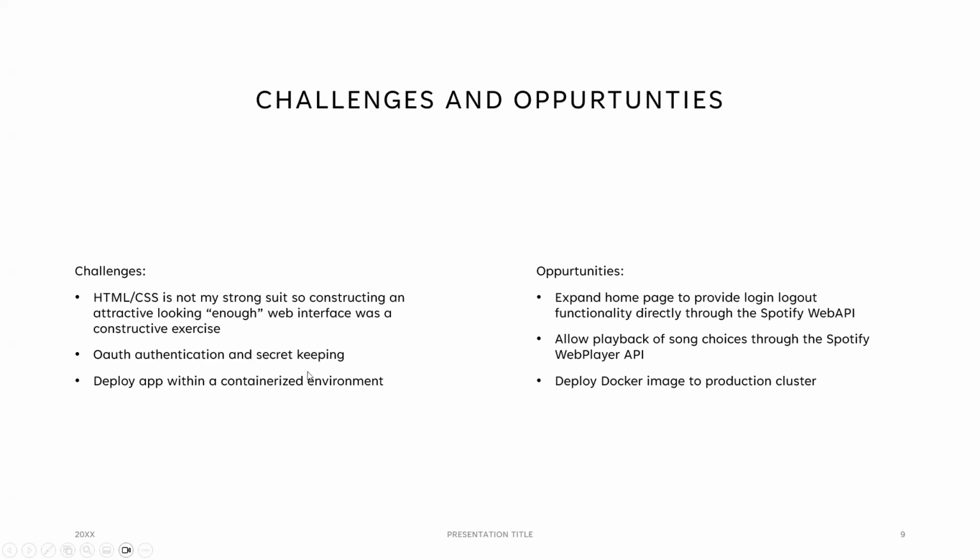OAuth, authentication, and secret keeping, something that I hate thinking about, but it's very important in a production environment, especially with the security and everything that we have to deal with in our modern world. So I did take special care to actually implement Spotify's OAuth authentication so that users log in and log out with their accounts. And for secrets that are kept during this, I had an environment variable file for local testing. And then for production, I had them as masked GitLab variables that would only be injected at the last minute for the production Docker container and deploying an app within a containerized environment.